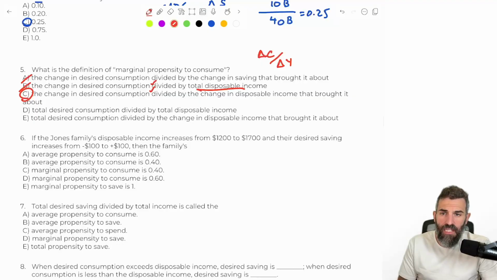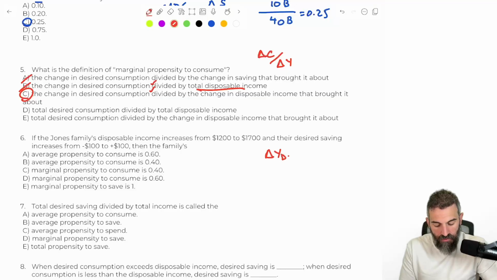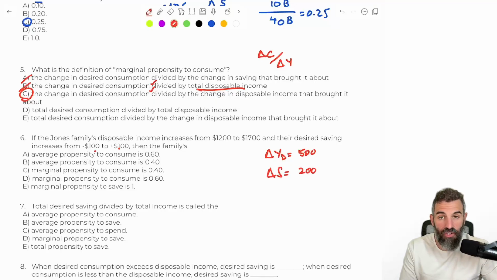Number 6. If the Jones family's disposable income increases from $1,200 to $500, so you have a change here in disposable income of $500, and desired savings increased from negative $100 to positive $100, so your change in savings, it actually increased by $200.